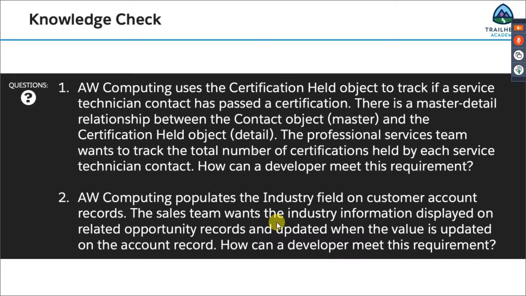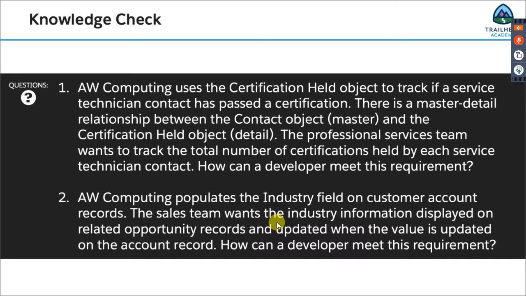So can we have that formula field calculated whenever we bring the opportunity to the screen, so that it displays the correct industry? Absolutely. And here's the tricky part. Updated when the value is updated on the account record. Do formula fields save data to the database? No. Will they be updated? Well, no, if they don't get saved.